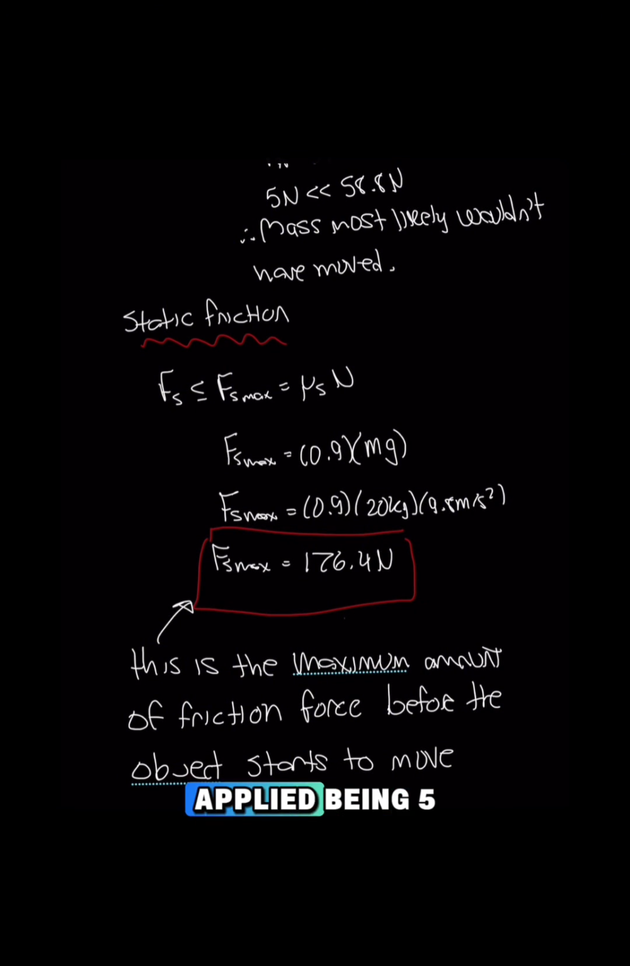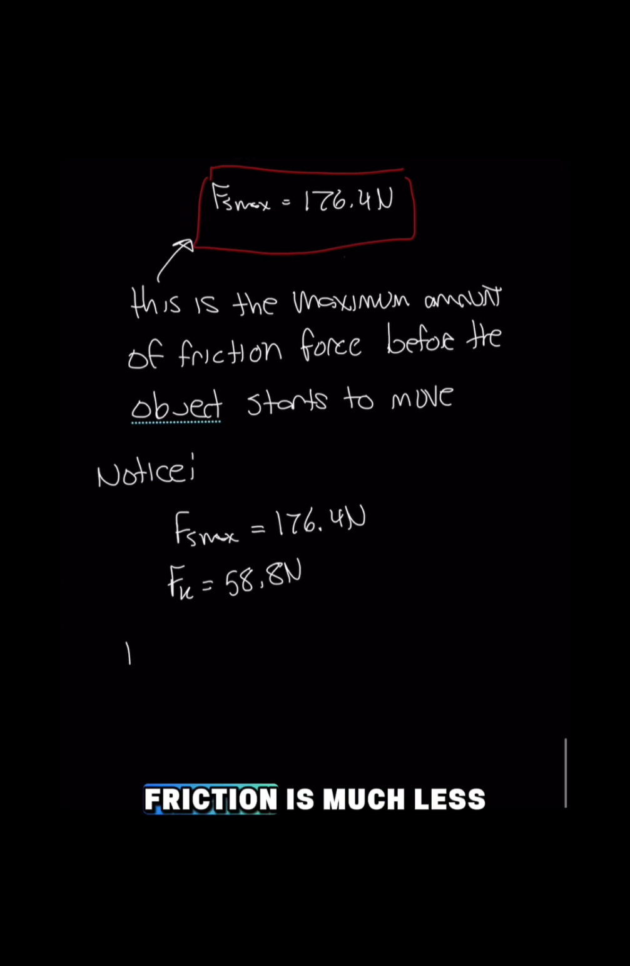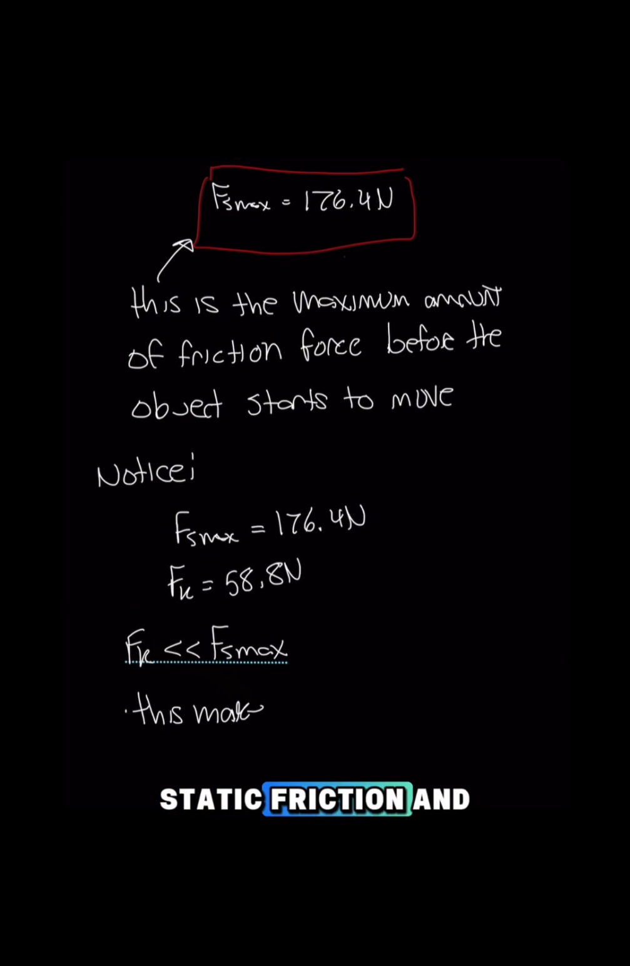From the force applied being 5 newtons, to find that, we would have to use Newton's second law, and I'll let you guys try to do that yourself. I can also do an additional video showing that. I just wanted to show how to find the maximum amount of friction before the object starts to move. And if we compare our static friction to our kinetic friction, we can notice that the kinetic friction is much less than the static friction, and this makes sense because we just said previously that pushing an object that's at rest is going to be harder than pushing an object that's already in motion.